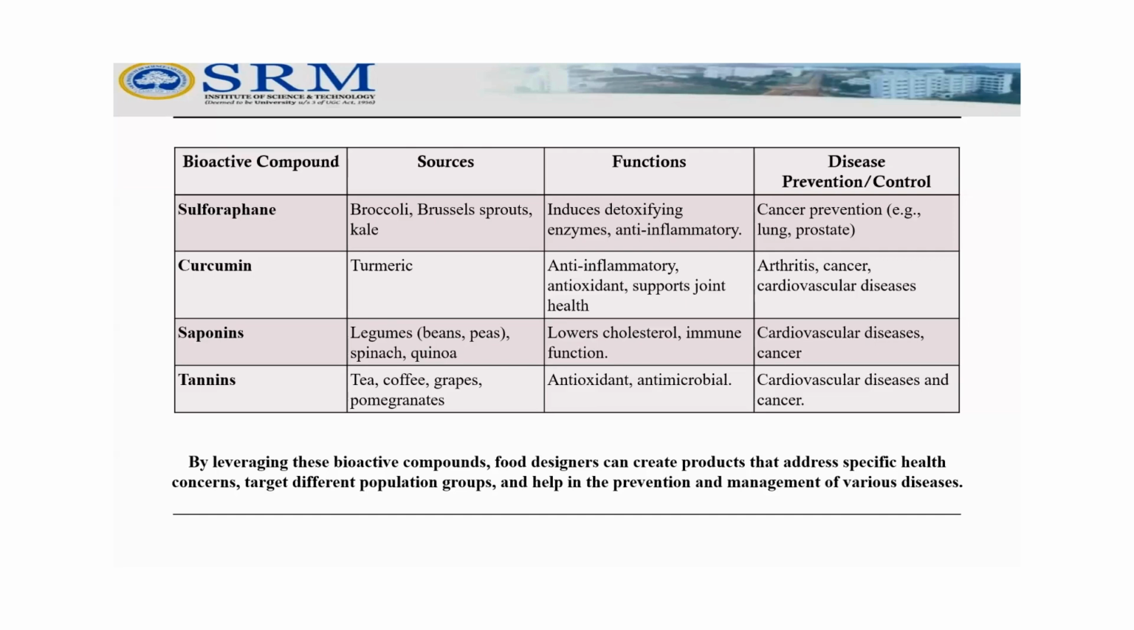So far, we have around 15 bioactive compounds listed with sources, functions, and their health benefits. So if you are planning to work on designer food development, you can consider what your target group is, and which bioactive compounds could be used. Accordingly, you can develop your designer food or functional food.